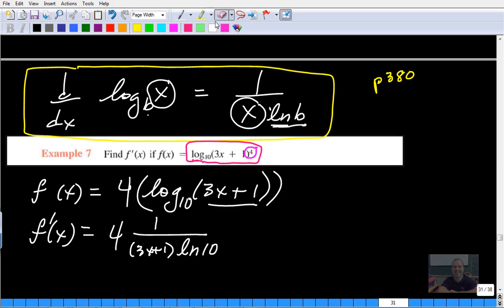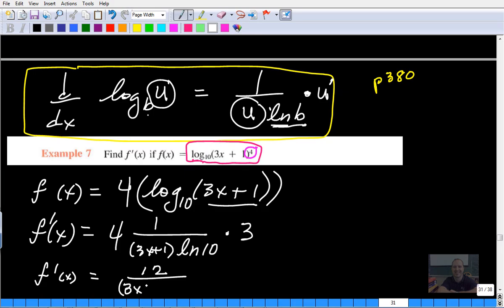Now the one thing we can't forget is that this is not just x, is it? This is really a u. So guess what we do if this is a u? The u goes there, but we have to multiply it by u prime. So we are going to have to do chain rule here, of course, multiply it by the derivative of this, which is 3. So the derivative is 12 over 3x plus 1 times ln 10.